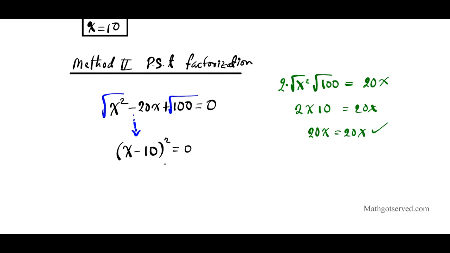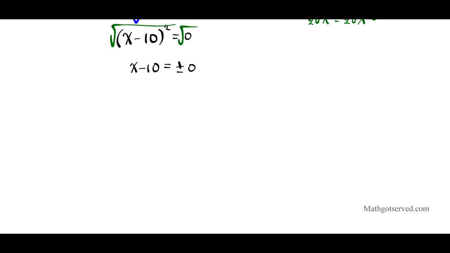Okay? And then to finish this up, you just simply take the square root of both sides. You root the left and the right. And then you have x minus 10 equals plus or minus 0. 0 has no orientation, right? So you just have x minus 10 equals 0. Add 10 to both sides. And then you have x equals 10. All right? So there goes your final answer.